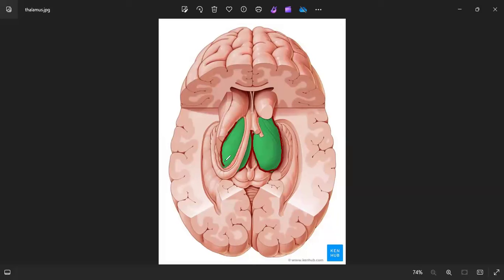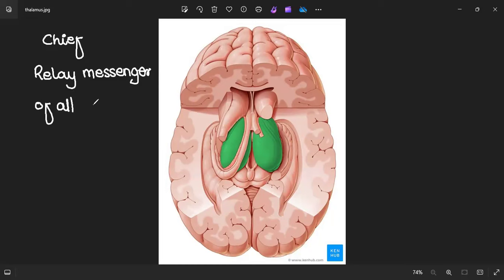Look, the thalamus is only the green one. Now, what do you have to know about the thalamus? Everybody, pay attention. The thalamus is the relay, the messenger, of all sensory information. I'll explain that. Probably except the sense of smell.